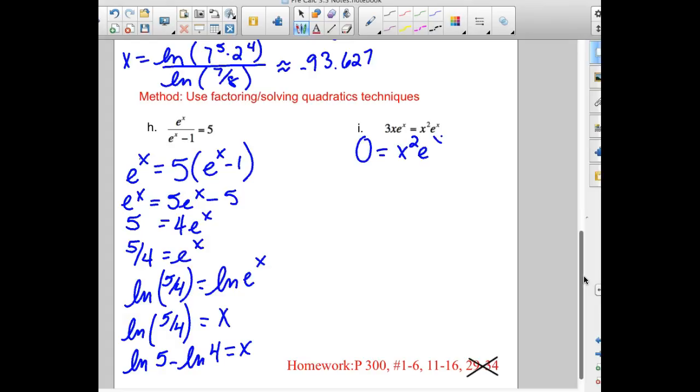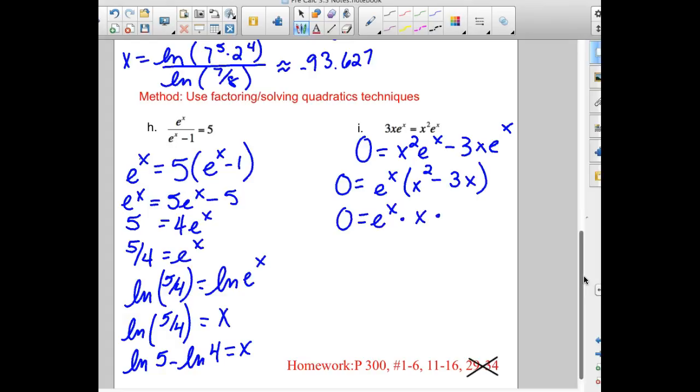So we have x squared e to the x minus 3x e to the x. And then let's factor out our e to the x, since they both have that term in common. And then within those parentheses, they also have a common x that we could factor out. And then we can look at that zero product property, that since we have 3 different products here, any of them could be 0. So we're looking at when e to the x equals 0, we're looking at when x is 0, and we're looking at when x minus 3 is 0.